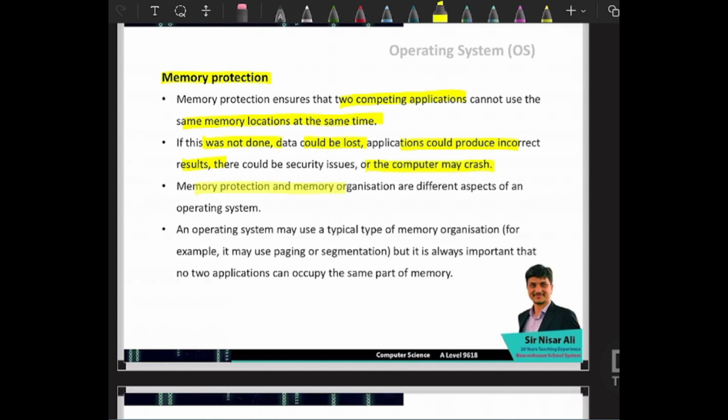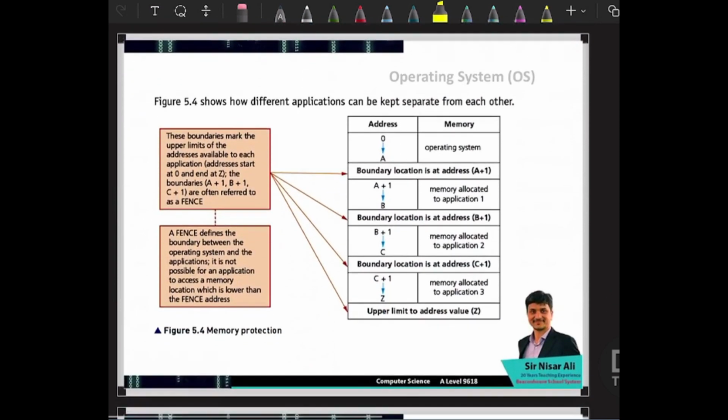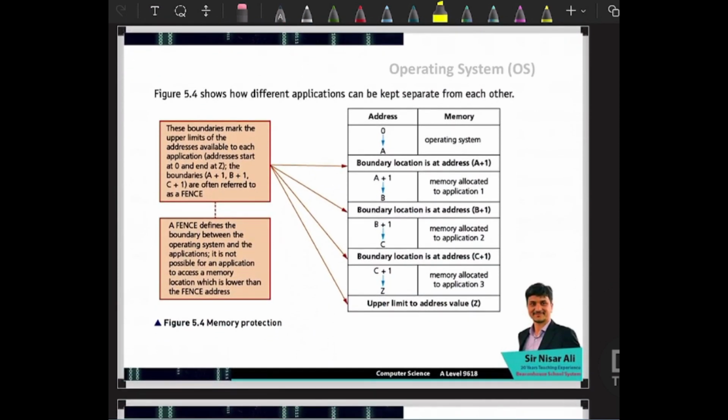Memory protection and memory organization are different aspects of the operating system. The operating system may use a typical type of memory organization, for example, paging and segmentation, but it is always important that no two applications can occupy the same part of the memory. This is the main responsibility. Now you can see how this memory protection is done.